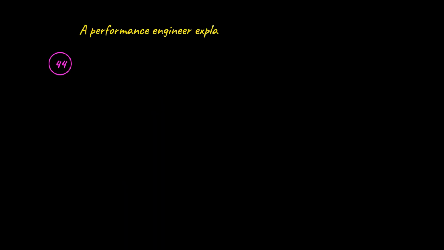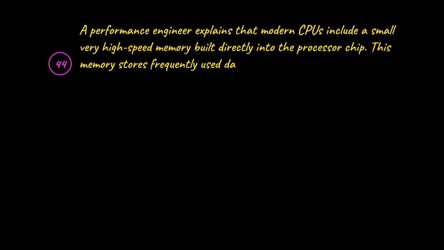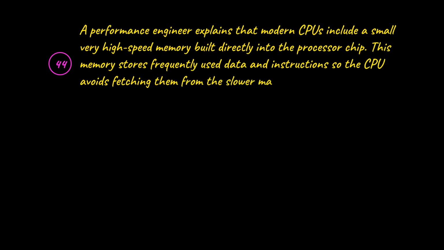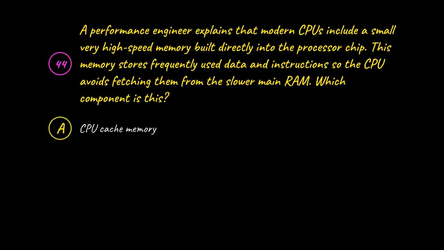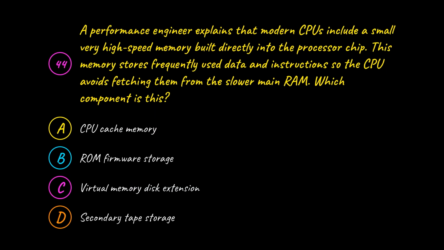Question 44. A performance engineer explains that modern CPUs include a small, very high-speed memory built directly into the processor chip. This memory stores frequently used data and instructions so the CPU avoids fetching them from the slower main RAM. Which component is this? Your options are A. CPU cache memory, B. ROM firmware storage, C. virtual memory disk extension, D. secondary tape storage. What's your answer? Commit to one before I continue.